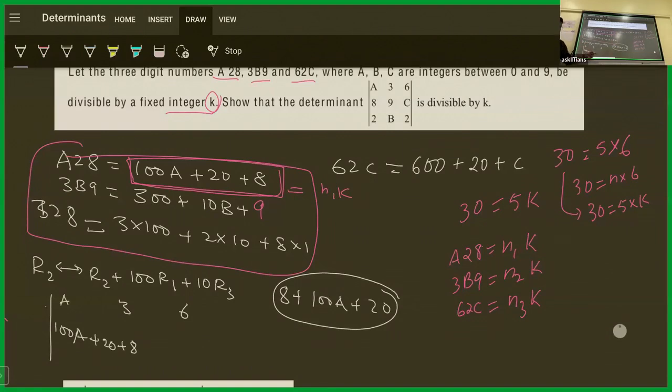Now the same thing we'll do for the second element. The second element of R2 is 9. So now we will go for 9. According to this operation, the R2 element is 9 plus 100 times R1, that is 300, plus 10 times R3, and R3 is B, so 10B.